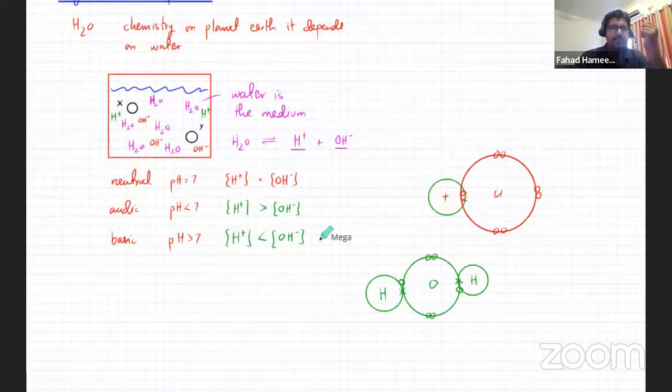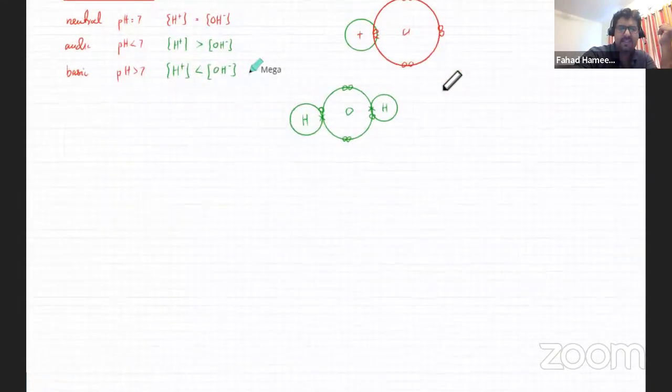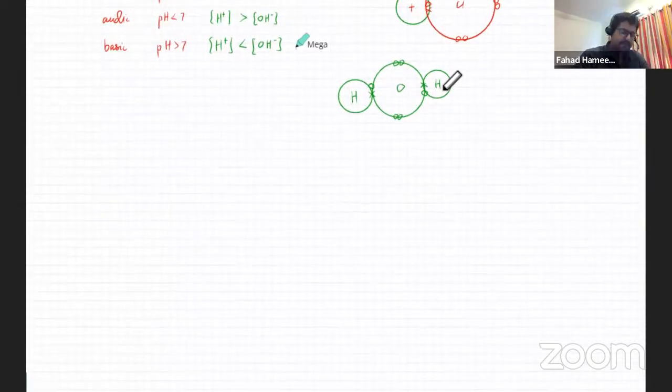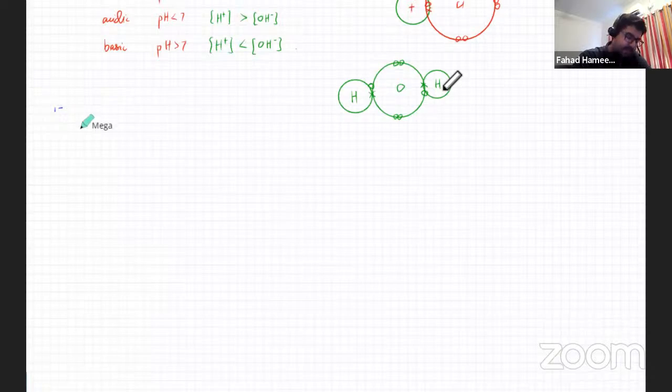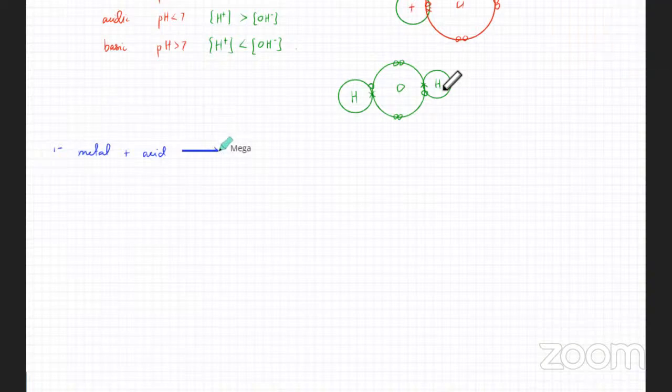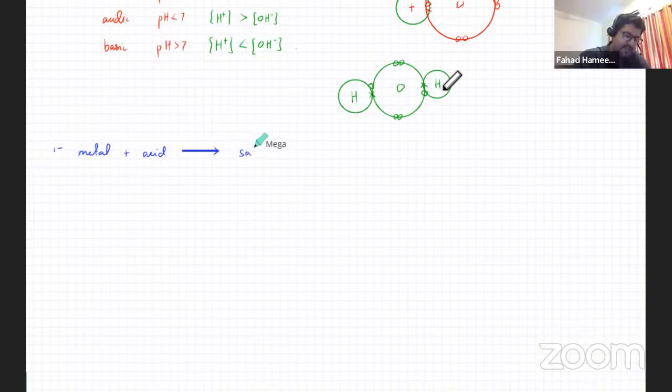Now moving on, we're interested in equations only. We'll start with the first basic equation, and that's a reactive metal with an acid. We'll just make one equation right now and do the rest in the next class. The first one is a metal plus acid equation, and it's going to produce salt plus hydrogen gas.